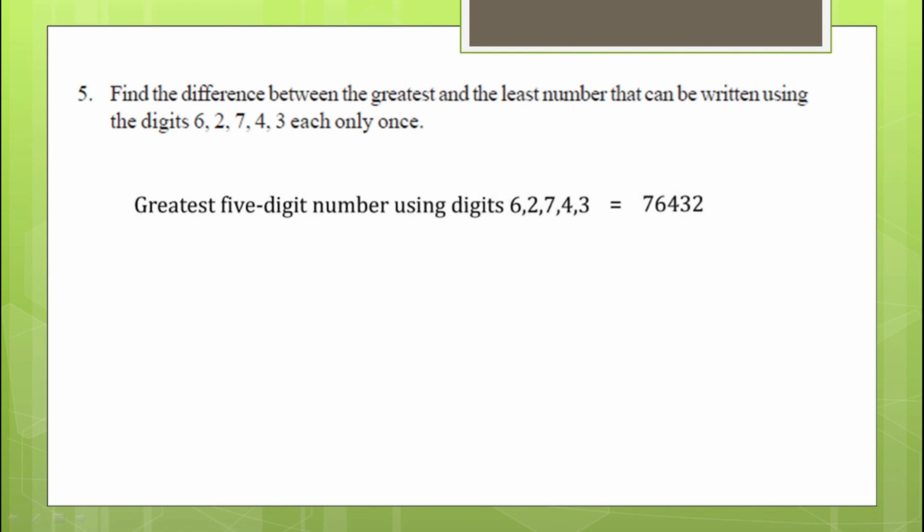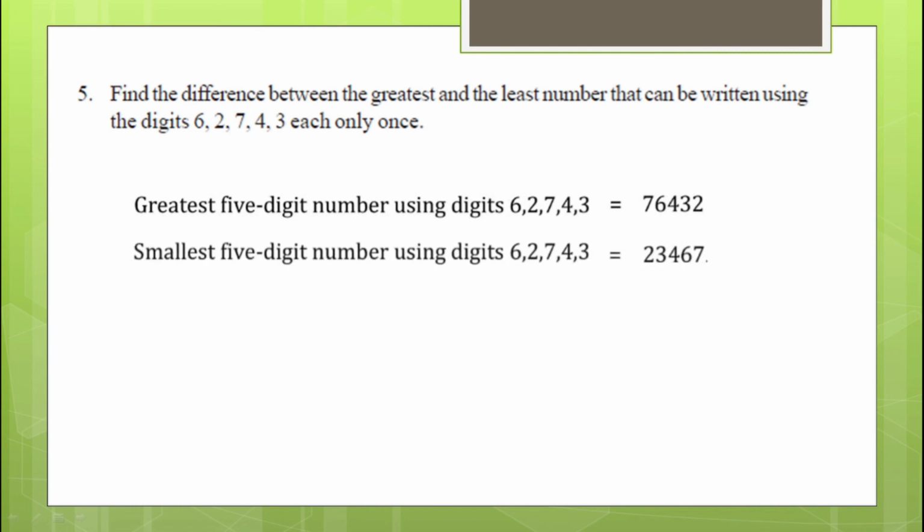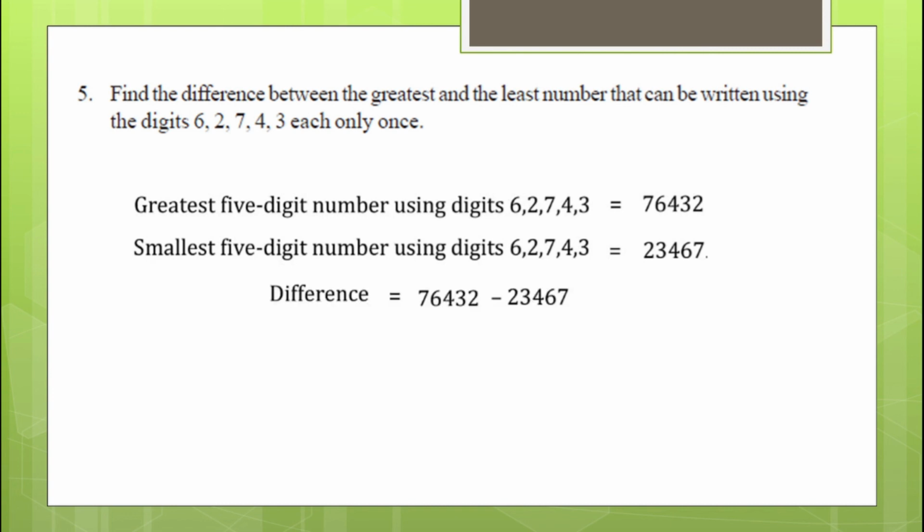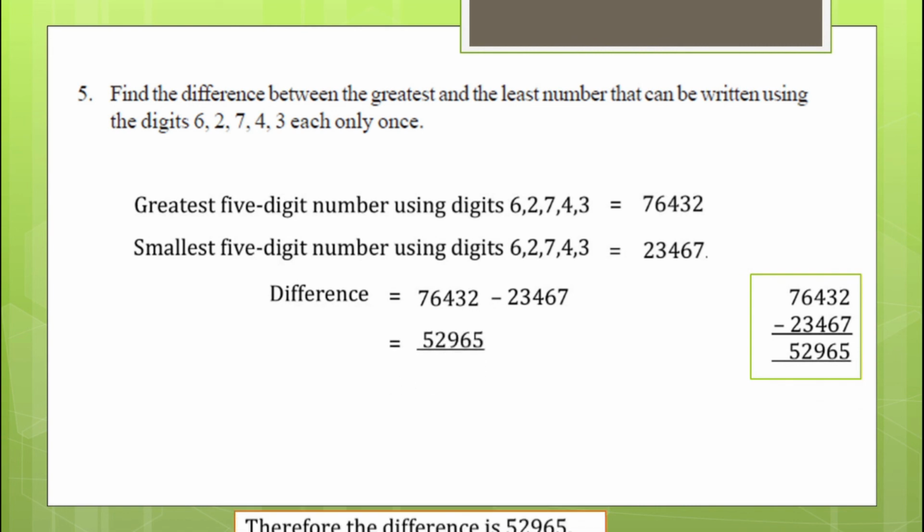So 7, 6, 4, 3, 2. Likewise we have to write, and if it is the least number, in ascending order, that is 2, 3, 4, 6, 7. Then our question is to find the difference. 76,432 minus 23,467. So the difference is 52,965, and that would be the answer.